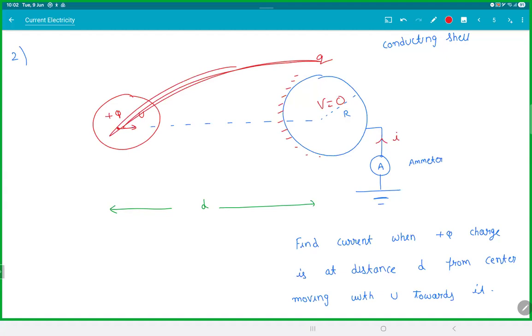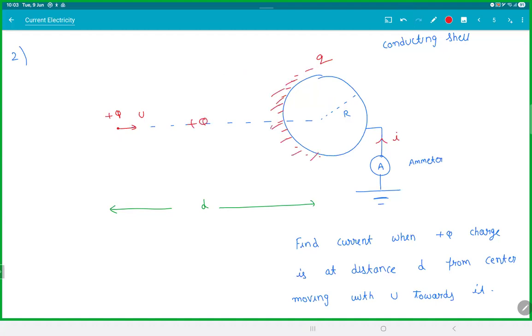Whenever you ground a conductor, charge can flow from the earth to the conductor. So as this plus Q gets closer and closer, you'll get more and more negative charge. If you're getting more and more negative charge, it means more and more charge is flowing into the earth from the conductor. The flow of charge is called current, isn't it? So as you get closer and closer, charge keeps on flowing. That is the reason why you're getting a current. Is that reason clear?